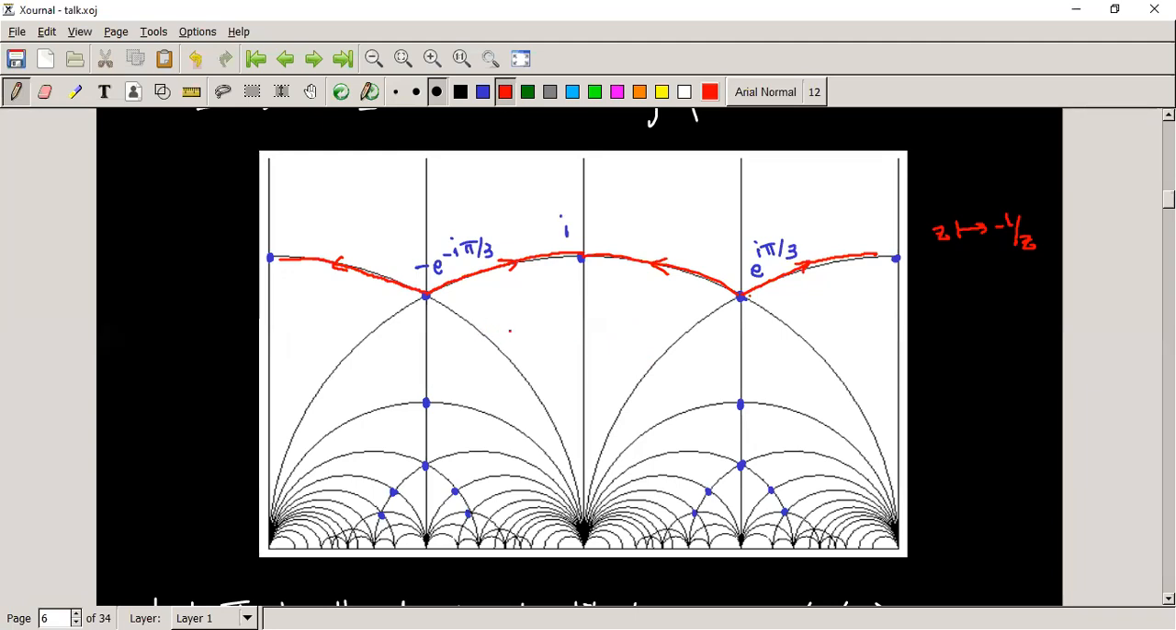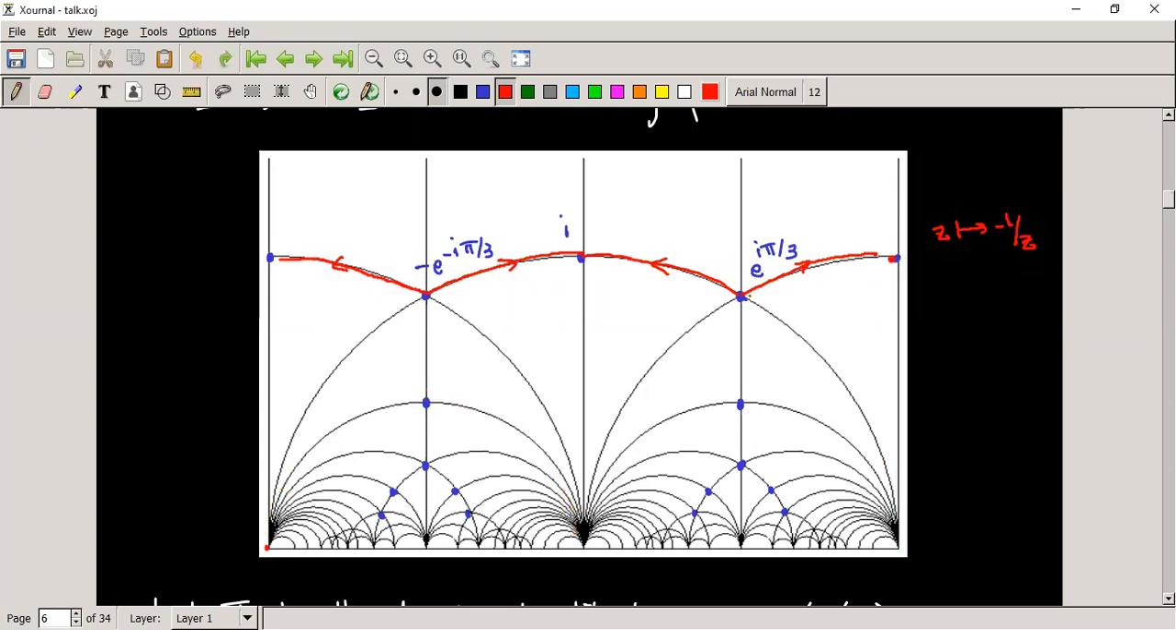Furthermore, what happens to this line, for example? This line is what I mean. What happens to this line if you apply z going to minus one over z? Let's see. So this point gets sent to minus one, right? Because if this is one, this is going to minus one, and point at infinity is going to zero. So this line is getting sent to something between minus one and zero, which is this semicircle. It has to be a semicircle because of fractional linear transformations, right? So that is what is happening.